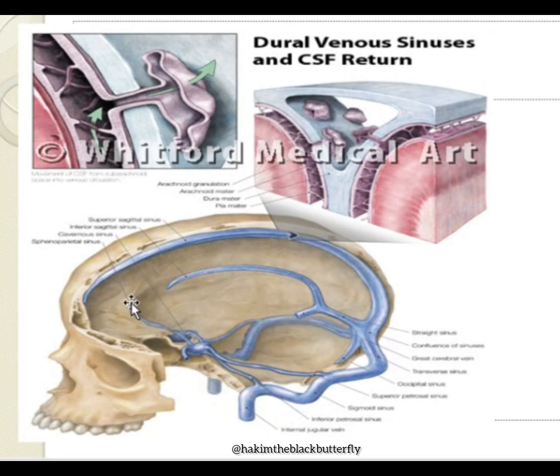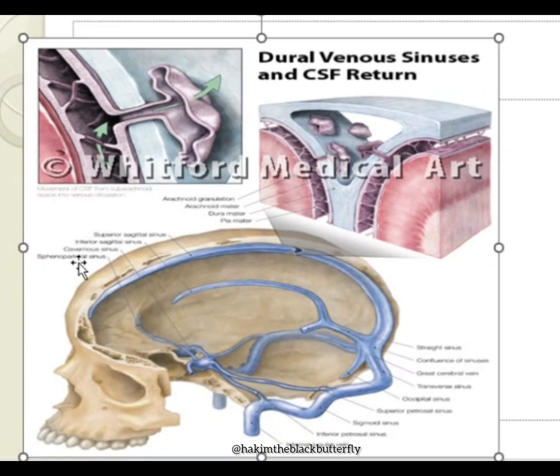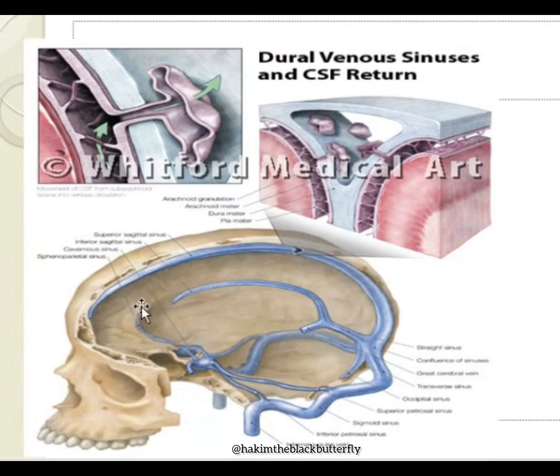Now, there is another sinus here. It is between the sphenoid bone and the parietal bone. This sinus is known as the sphenoparietal sinus. They call it the sphenoparietal sinus. This sphenoparietal sinus moves along the posterior margin of the greater wing of the sphenoid bone, and it is going to drain into the cavernous sinus.